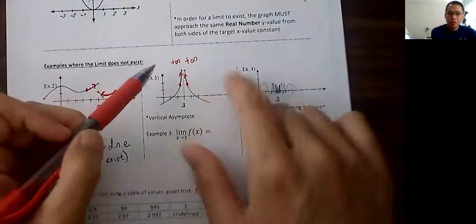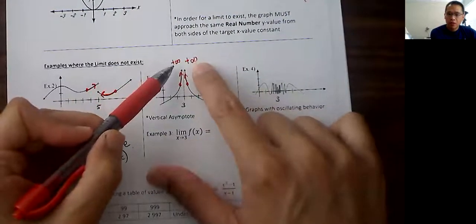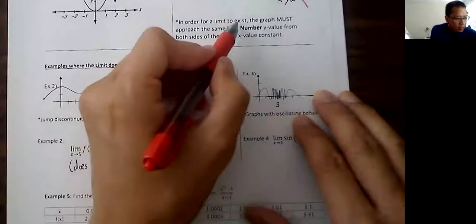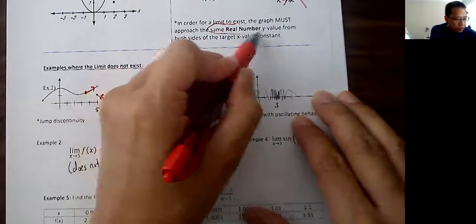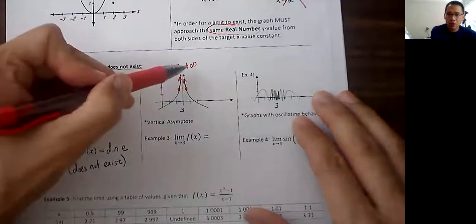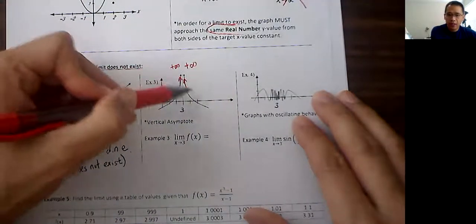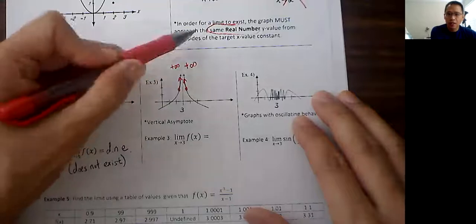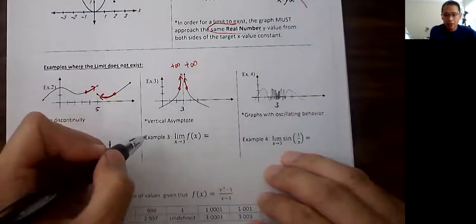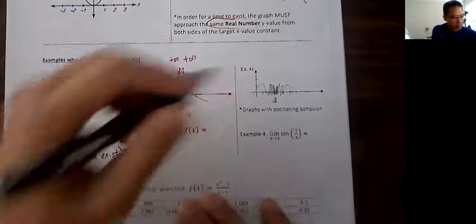So in a sense, isn't that moving us towards the same y value? But here's the thing. It needs to approach the same real number y value. And infinity is not a real number. Even though it is technically moving towards the same y value, it is not a real number. So anytime we're approaching a vertical asymptote, we say the limit does not exist.